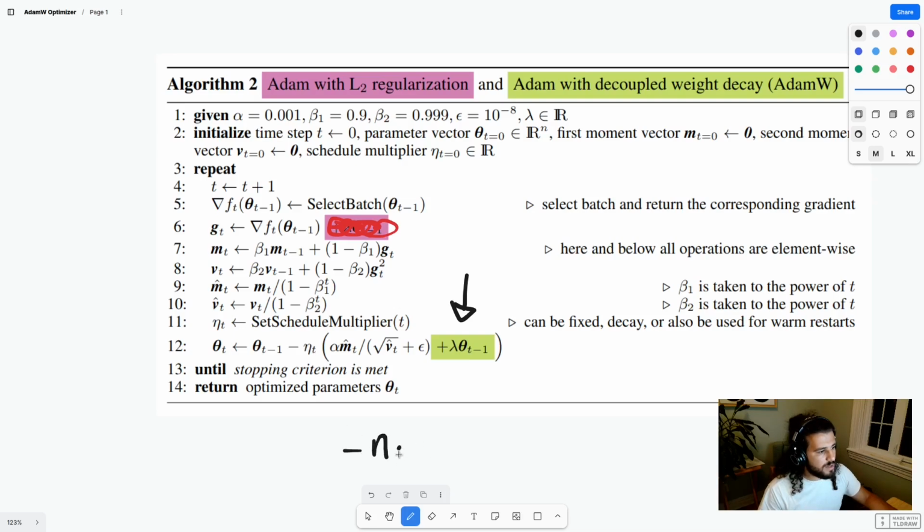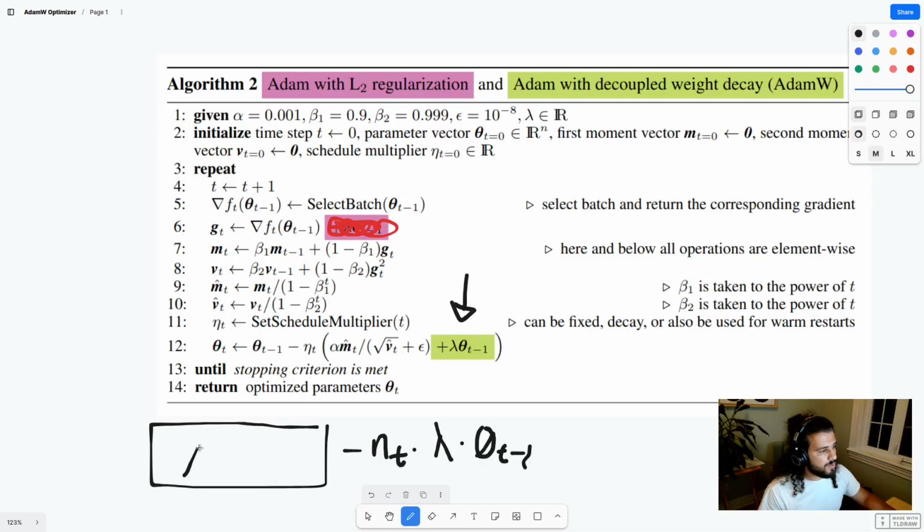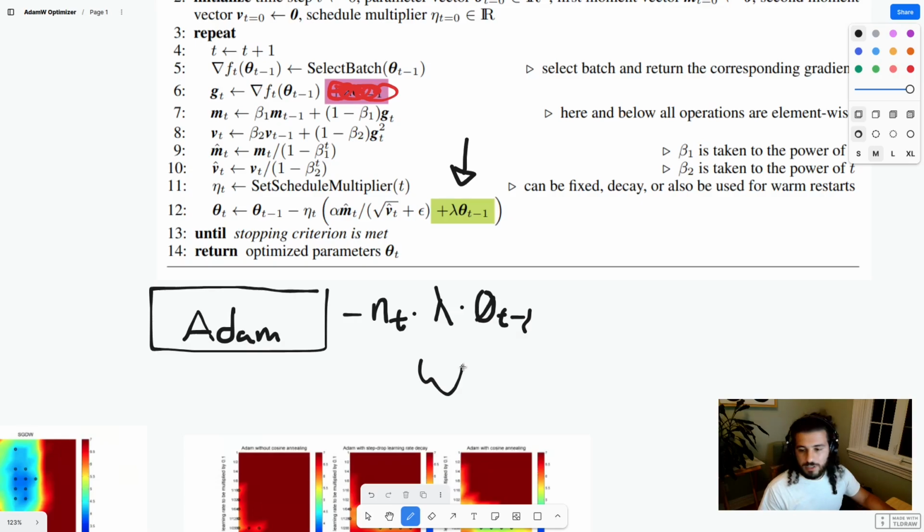So this is the learning rate times our weight decay parameter, and then our previous parameters over there. So these two are hyperparameters, right? And these are just your weights. And the rest is the weight update from Adam. So AdamW, right? This is where you have your name. Adam is here, and then the weight decay is over here.